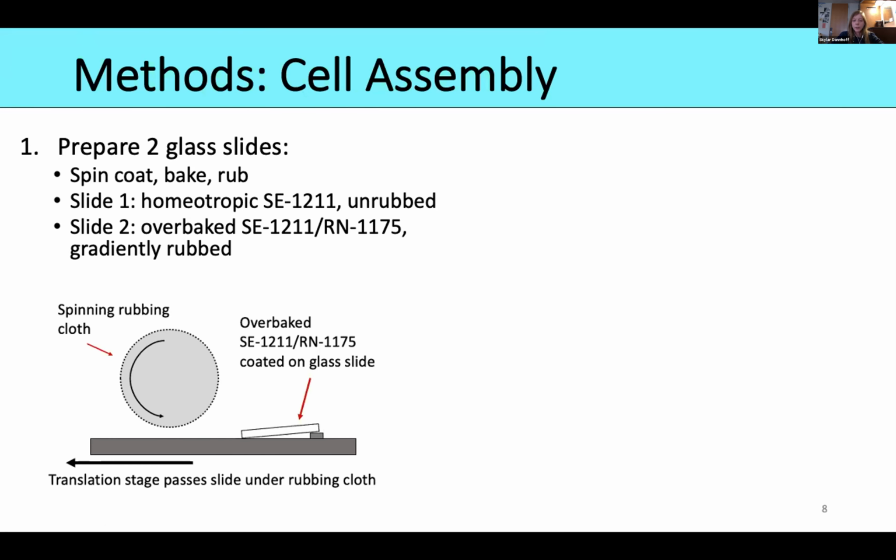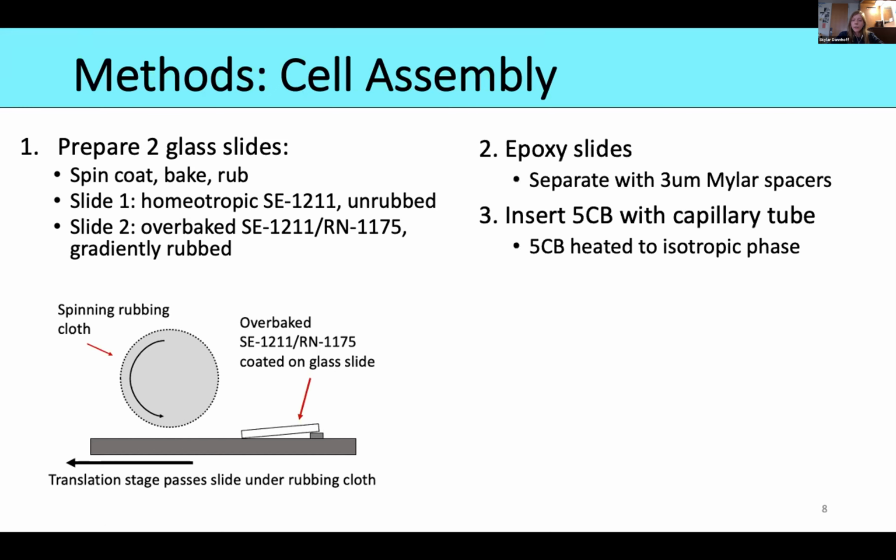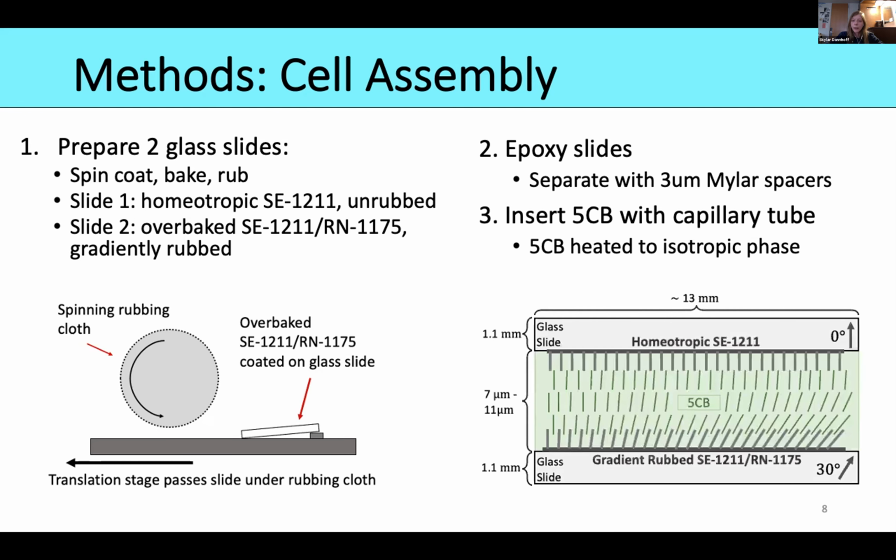After we've done the rubbing on the overbaked slide, we epoxy the slides together and they're separated by 3 micron mylar spacers. And then we heat up 5CB to its isotropic phase and insert it into the gap using capillary action. So this is a cross-sectional diagram of what a completed cell might look like, where we have our SE-1211, RN-1175 mixture that's been overbaked and gradiently rubbed on the bottom. And then we have our homeotropic SE-1211 on the top with our liquid crystal inserted between.